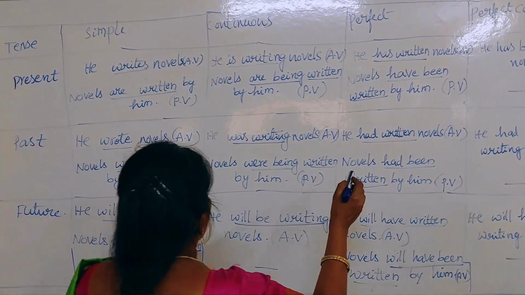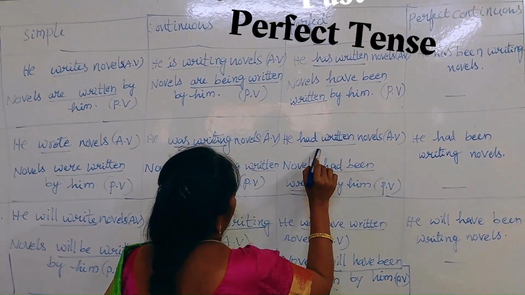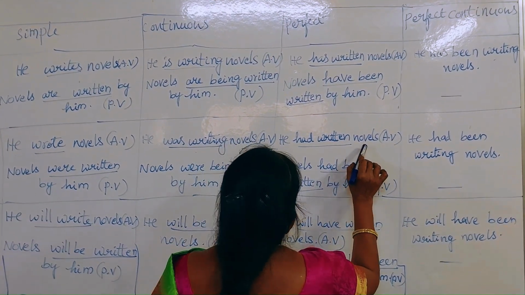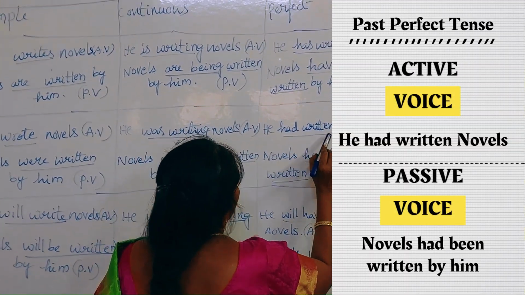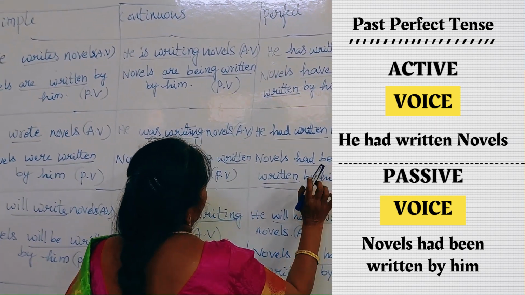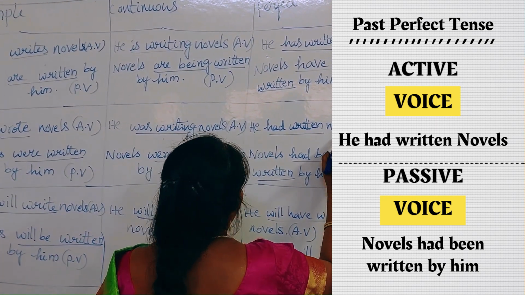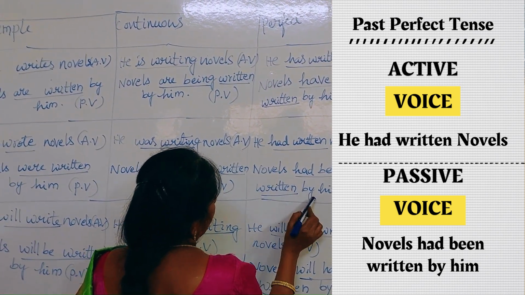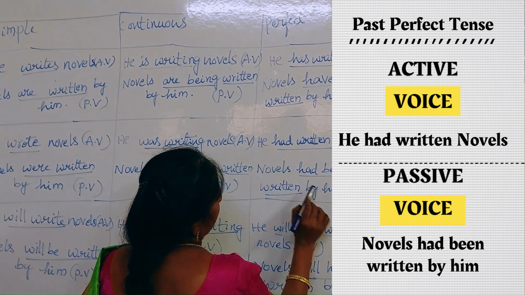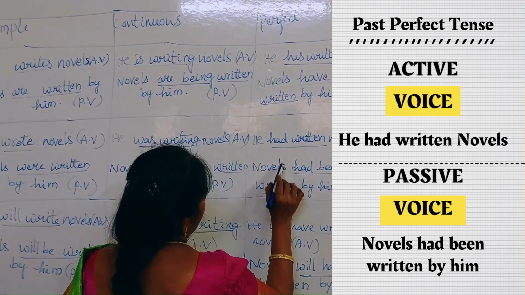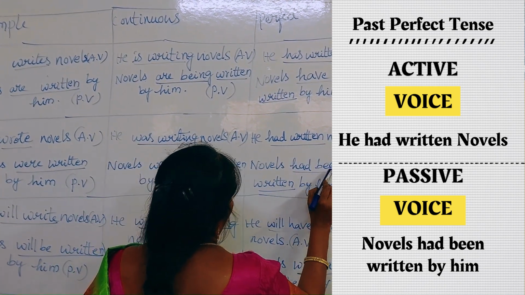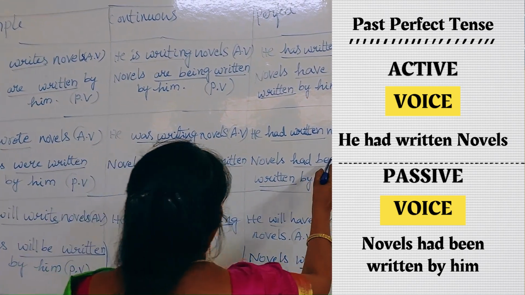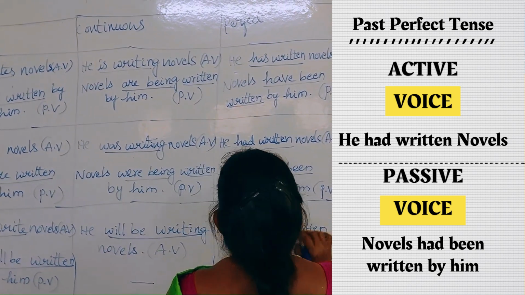And next, coming to third form of past tense is past perfect tense. Past perfect tense active sentence is he had written novels. So he is subject, had written is verb, and then novels is object. And novels, which is object in active voice, became subject in passive voice, and then he, which is subject in active voice, became him, object in passive voice. Then had written verb became had been written in passive voice. So in past perfect tense we added being in passive form.